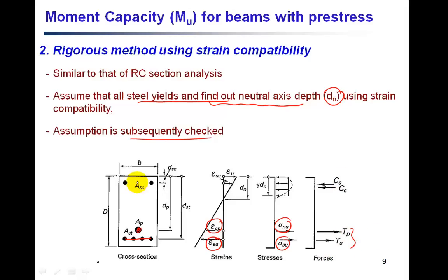In this example, we also consider ASC, that is the reinforcement in the compression side. It may be there, it may not be there. If it is not there, you won't have the CS parameter here. If it is there, there will be a compressive force on the compression reinforcement as well. So once we know the total forces, you can easily find out your moment capacity.